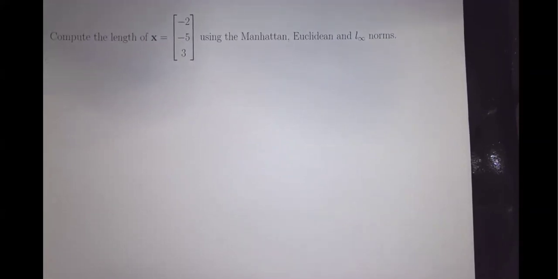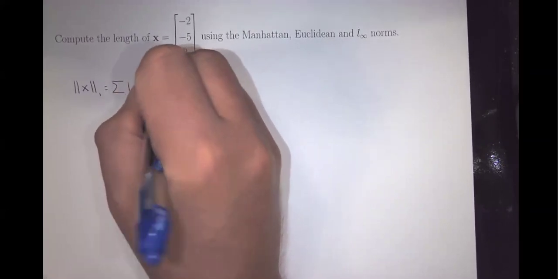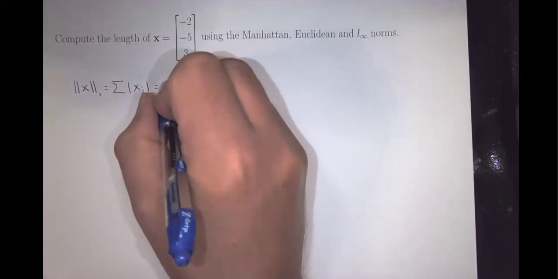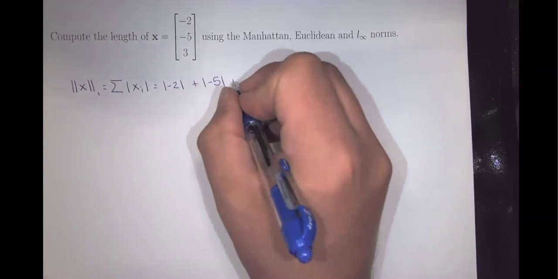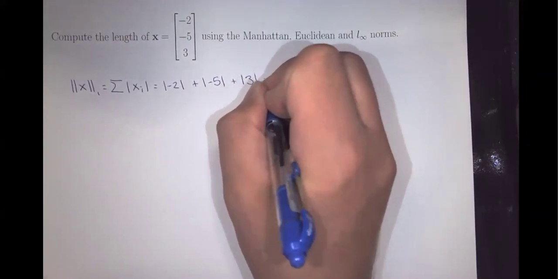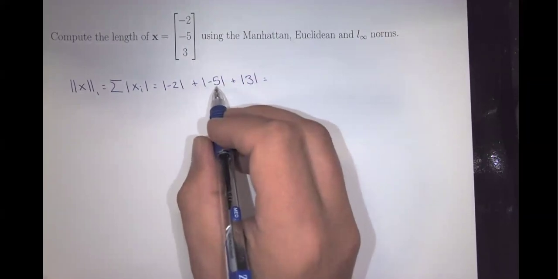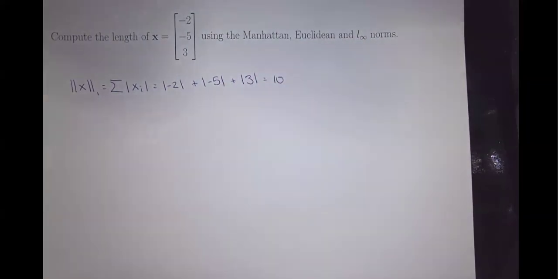We'll try one more. We'll compute the length of this vector using those same 3 norms. Okay, so the one norm is the sum of the absolute value of the xi's. So that's absolute value of -2 plus absolute value of -5 plus the absolute value of 3. So 2 and 5 is 7 plus 3 is 10.